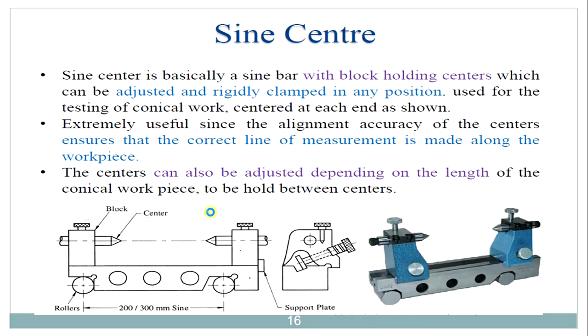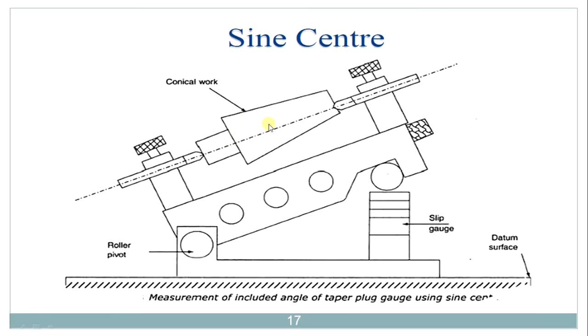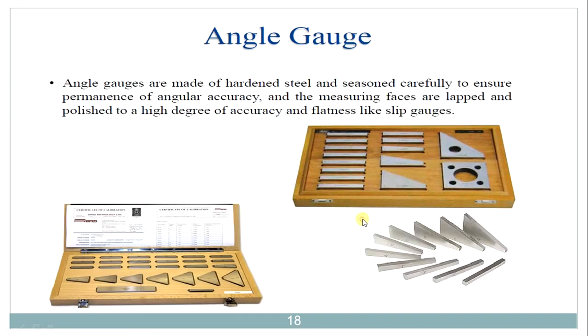Then, similar to the sine bar, we have the sine center. The sine center looks similar to a sine bar, with an extra attachment provided on the face of the sine bar for round or circular components. The sine center will most probably be used for conical components which can be fixed between the two centers of the sine center, and the usual similar process can be followed.